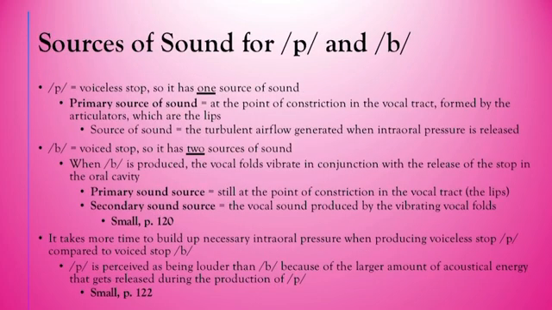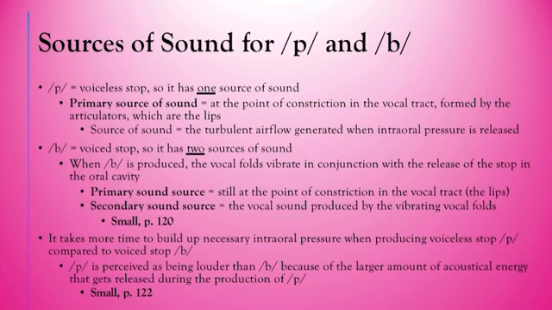The phoneme P is a voiceless stop, so it only has one source of sound. The primary source of sound for P is at the point of constriction in the vocal tract, formed by the lips, which are the articulators. In other words, this sound source is the turbulent airflow that's generated when intraoral pressure is released.